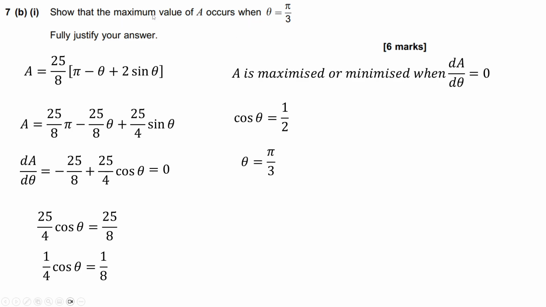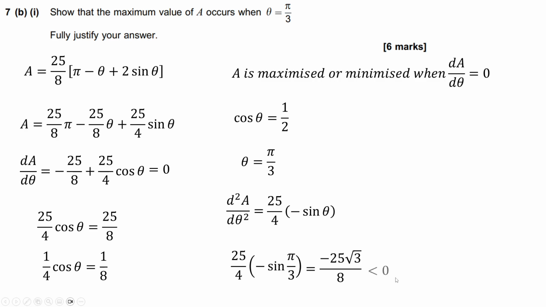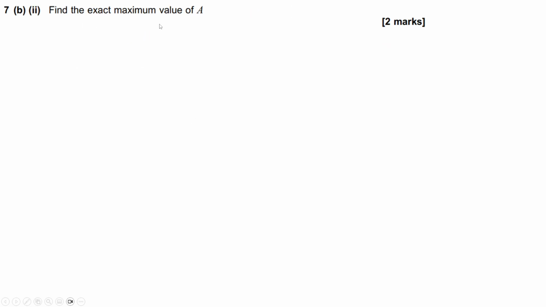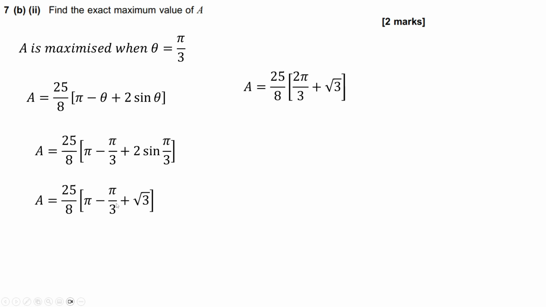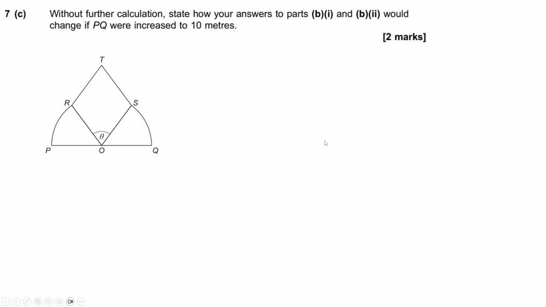And we need to show that it's a maximum because it says fully justify your answer. So we need the second differential. If we differentiate this again, this becomes a minus 25 over 4 sine theta. Cosine theta differentiates to minus sine theta, so this becomes minus. So we'll get this. And if you plug in pi over 3, this is just obviously going to be negative, therefore it is maximized. Find the exact maximum value of it. Well, it's maximized when theta equals pi over 3, so if we just plug in pi over 3 and collect, we'll get this as our answer.